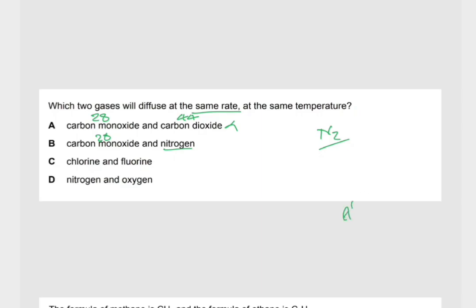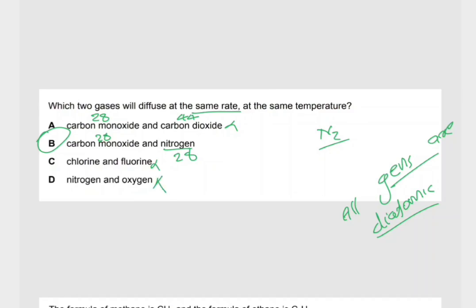All gases are diatomic. So when I say all gases are diatomic, it's nitrogen, oxygen, hydrogen, and all the halogens. All of them are diatomic. So the mass of nitrogen is 28. That's the answer. Chlorine and fluorine definitely have different masses. Nitrogen and oxygen have different masses. They also have different masses.